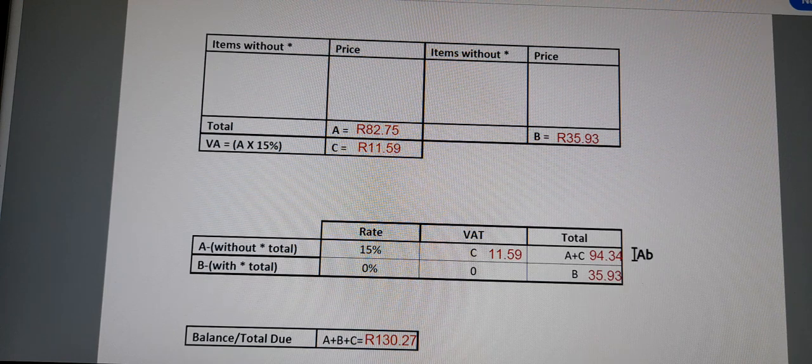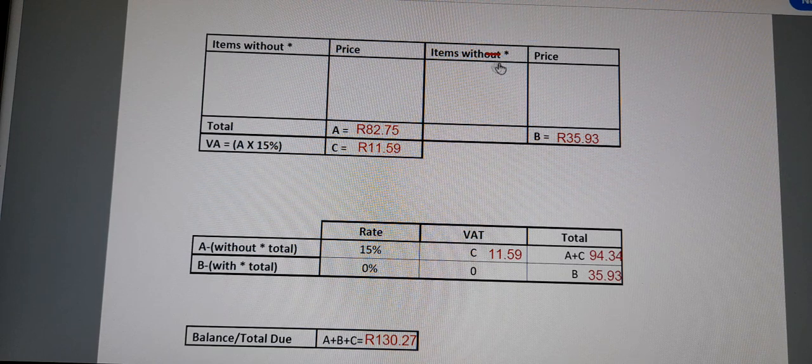red when I was working with the slip. So draw the table for yourself, and then put the details as per the slip without the asterisk and the prices. You get the total. Items without. Oh, I made a mistake. It's items without an asterisk, and here is items with. Please correct this.